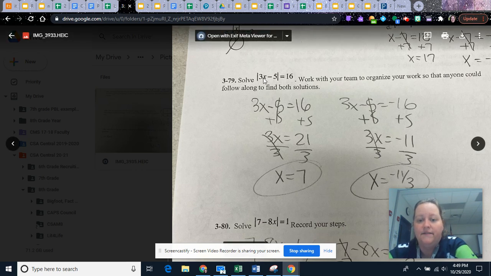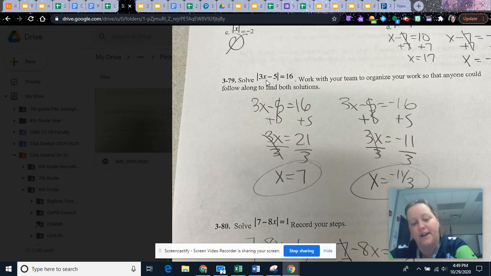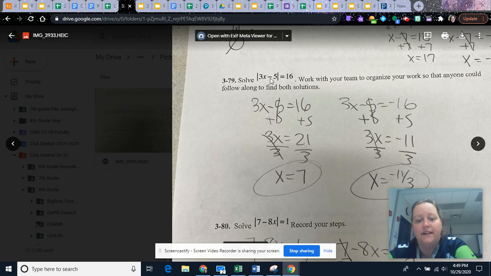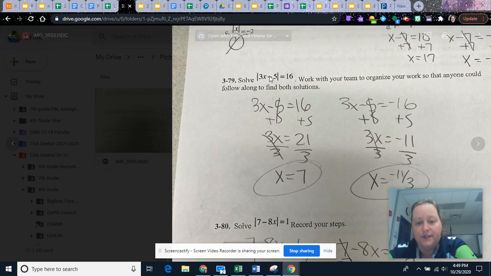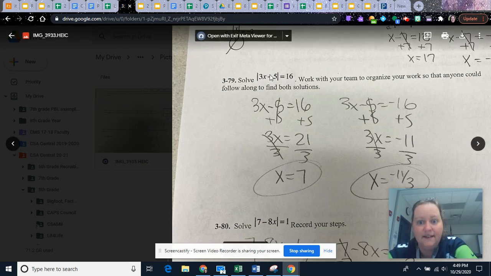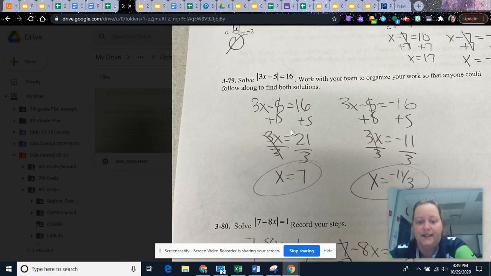So if I put in negative 11 over 3 right here, this would be a negative 11, because the 3 here and the 3 at the bottom of the fraction would cancel. So negative 11 minus 5 equals negative 16, and then take the absolute value, and we get positive 16.